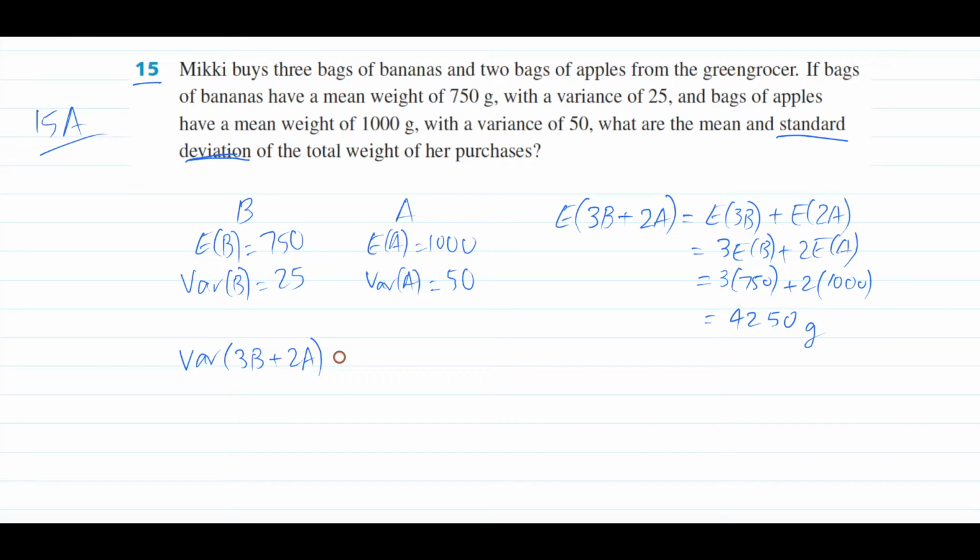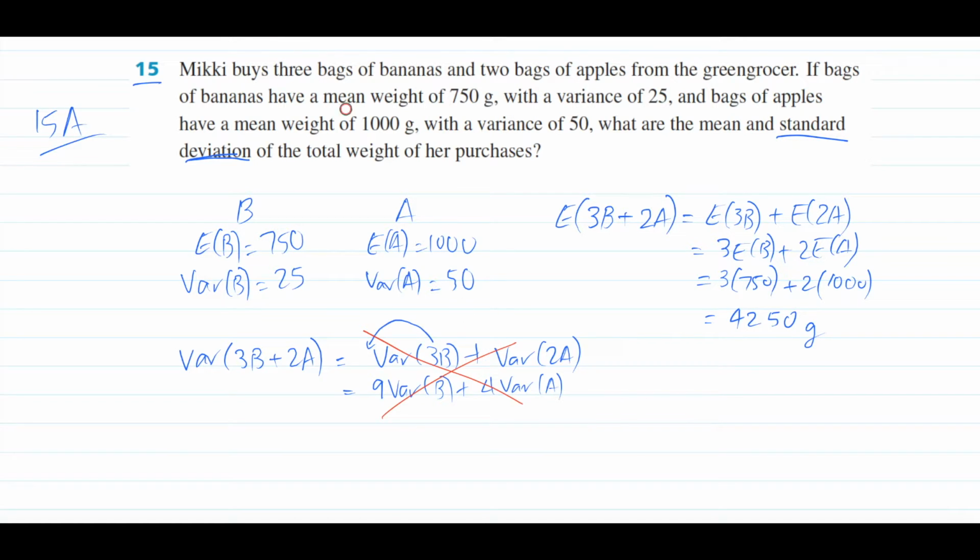But what you might be thinking, from the textbook, is, okay, I'm going to split this out into Var(3B) plus Var(2A). And then I'm going to take 3 out of the variance, which would give me 9 Var(B) plus 4 Var(A), because if I take a coefficient out of the variance, I square it as the textbook has told me, and then just do your calculation. But this is wrong in this scenario.